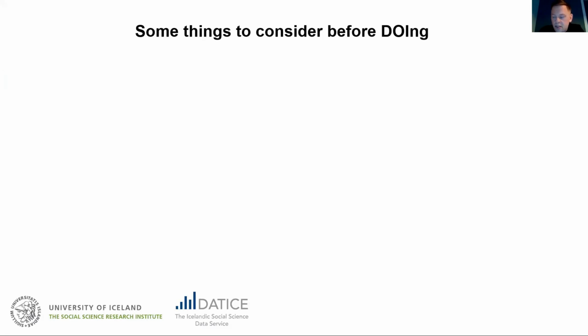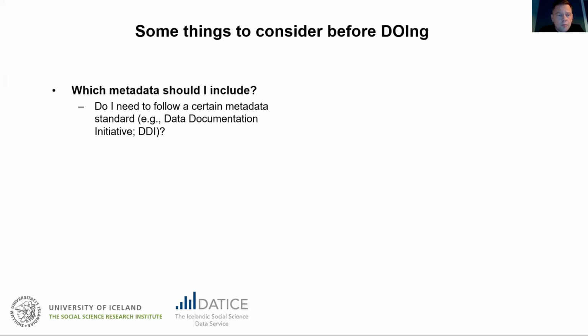Okay, in the end, here are some things to consider before implementing DOI numbers. This is something that is good to ask yourself before starting. Which metadata should I include? Do you need to follow certain metadata standards? As we do as a member of CESSDA organization, we at least have to register metadata according to the DDI standard.